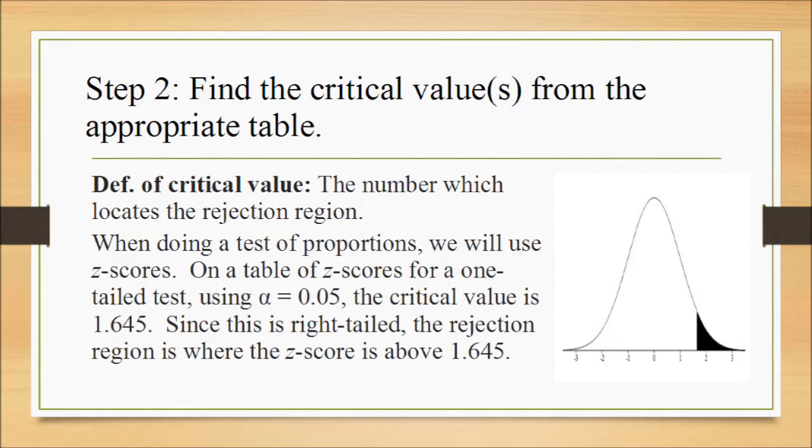Now, what is the critical value? Well, it's the number which tells us where alpha lives, okay? And if we're looking for alpha 0.05, then we can look that up on the table and find that means the critical value is 1.645. Anything greater than that would be an unusual result.